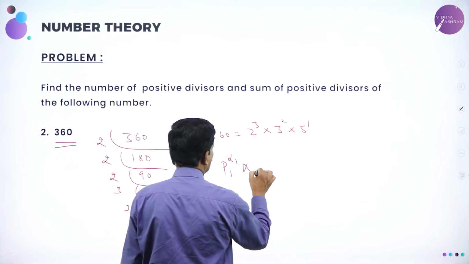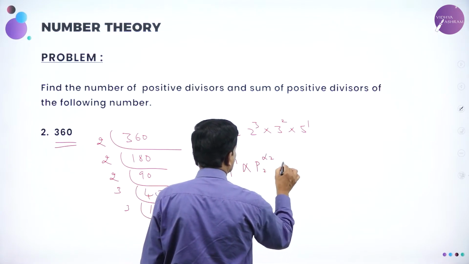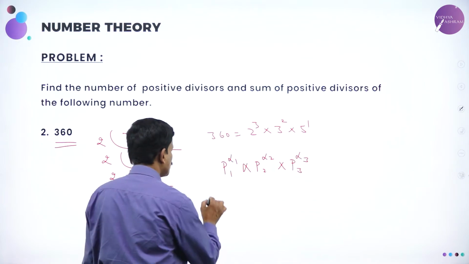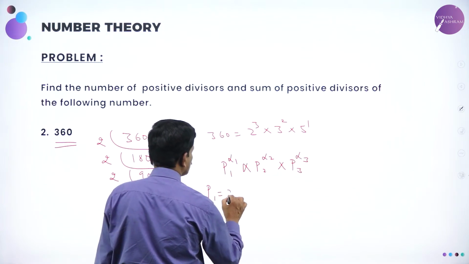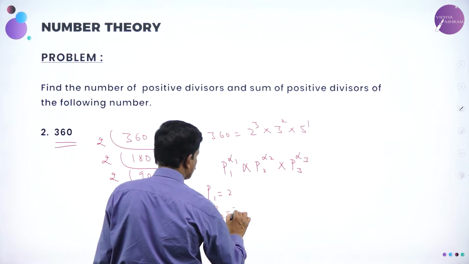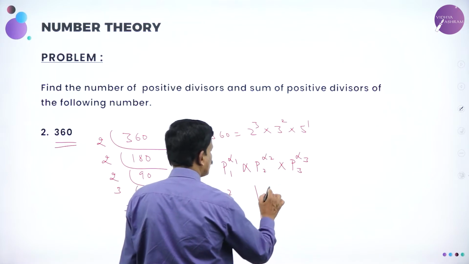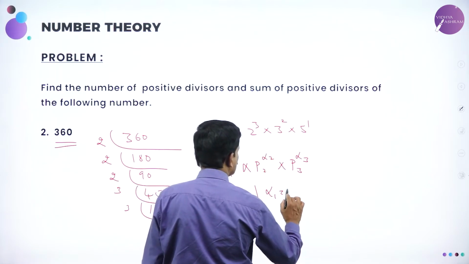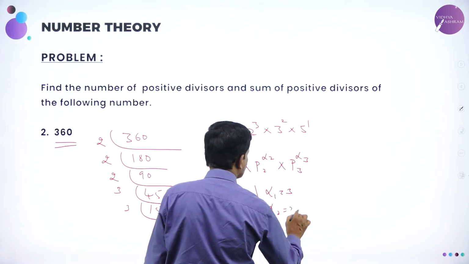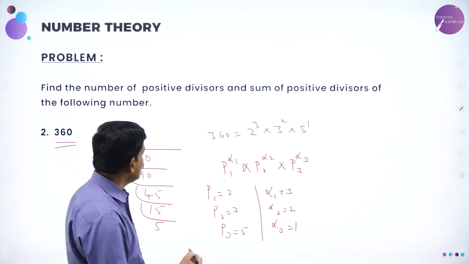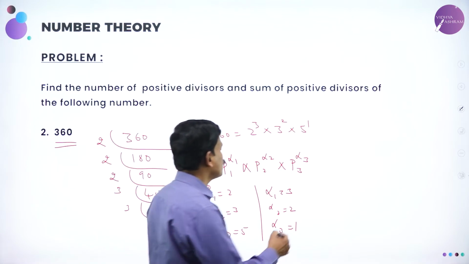Now, if you observe carefully, this is of the form P1 to the power of alpha 1 into P2 to the power of alpha 2 into P3 to the power of alpha 3. What is P1 here? P1 is 2, P2 is equal to 3 and P3 is equal to 5. Similarly, alpha 1 is equal to 3, alpha 2 is equal to 2, alpha 3 is equal to 1. Now, let us find out the first one.